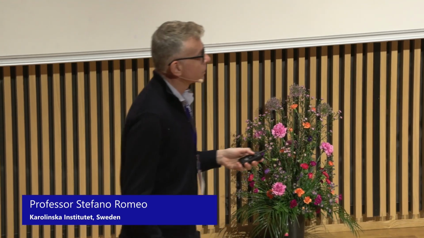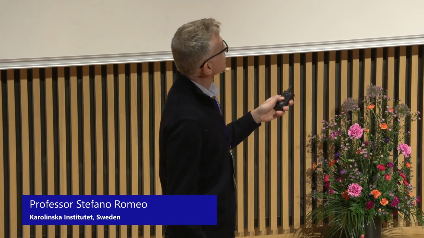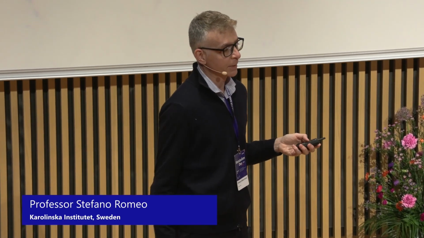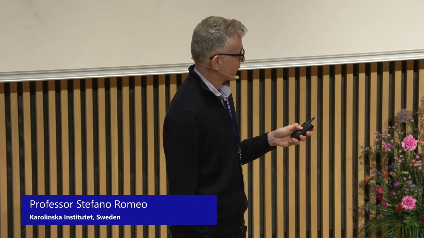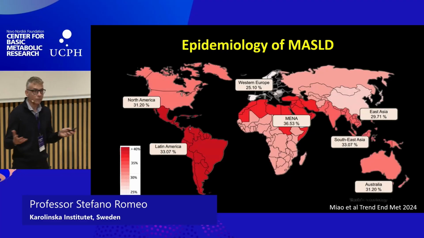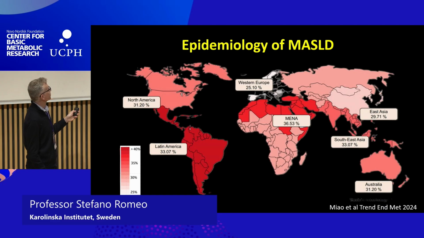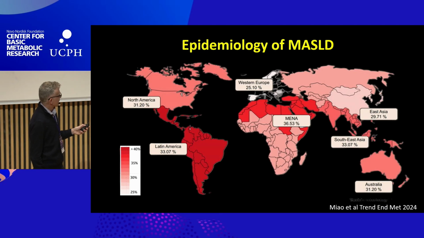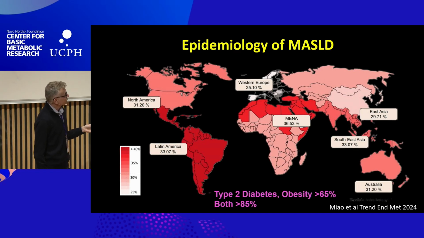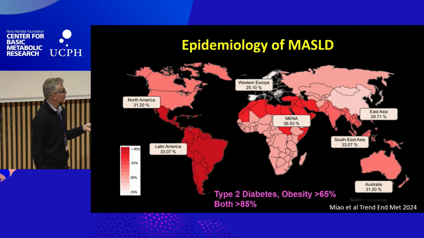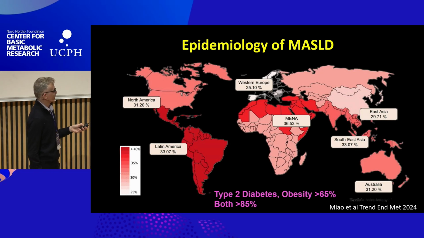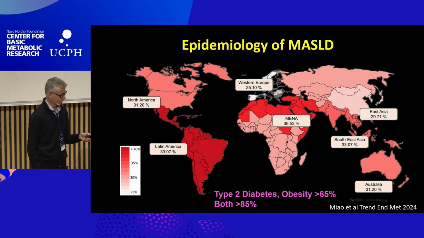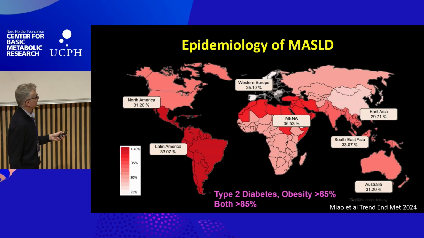So, as you know, steatotic liver disease, or MASLD, is worldwide a big problem. Roughly 1 in 3 have the disease. We are lucky in Europe that it's 1 in 4, so we are a bit behind. And this goes together with the obesity epidemic. But if you take someone with type 2 diabetes or obesity, it's almost 2 in 3 with steatotic liver disease. And if they have them both, it's almost inevitable that they will have the accumulation of fat in the liver.